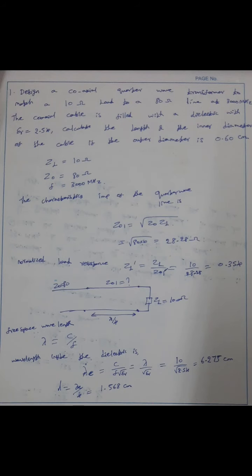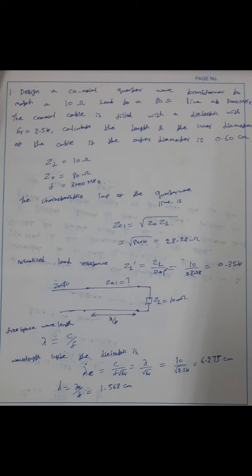Let's see problems in third unit. First one, the design of a quarter wave transformer to match a 10 ohm load to an 80 ohm line at 3000 megahertz. The coaxial cable is filled with a dielectric with epsilon r equal to 2.54. Calculate the length and inner diameter of the cable if the outer diameter is 0.6 centimeter.